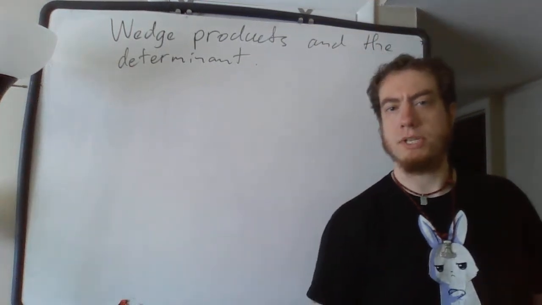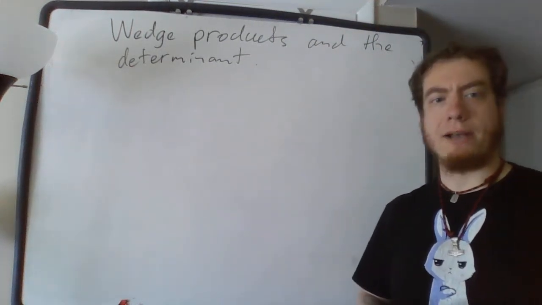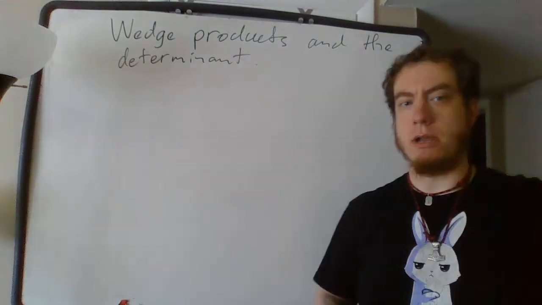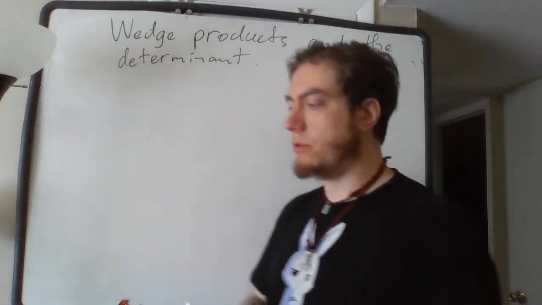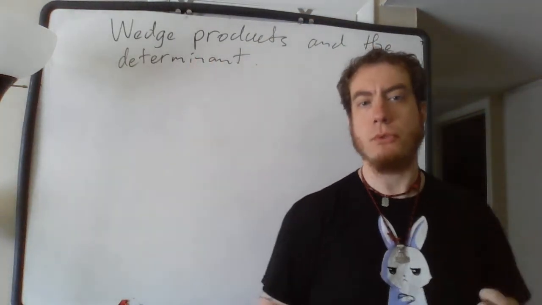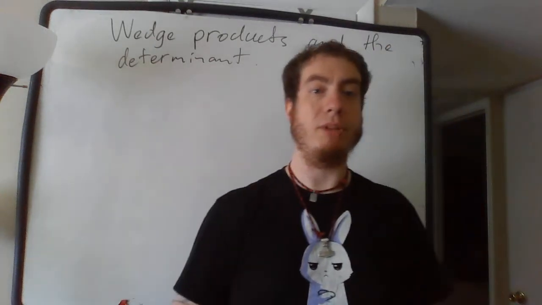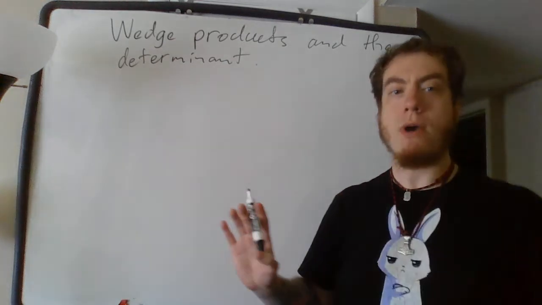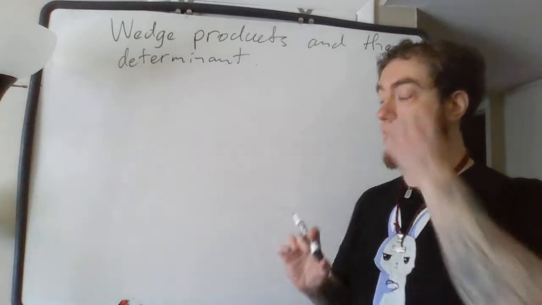I want to say a few words today about something in linear algebra called the wedge product and how this relates to the determinant of a matrix. Now, if you've taken a linear algebra course, you've probably seen determinants before. They're very important, very useful things. And of course, you probably know how to calculate them, right? So if I give you a matrix, you know how to calculate the determinant of that matrix.